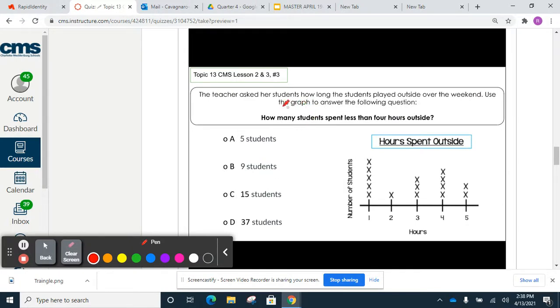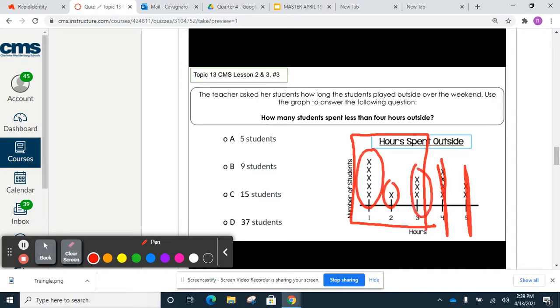Question 3. The teacher asked her students how long the students played outside over the weekend. Use the graph to answer the following questions. How many students spent less than 4 hours outside? Well, this is 4 hours, and we want to know less than 4 hours. 5 is greater than 4. So we are only looking at this information right here, less than 4 hours. How many students were outside for less than 4 hours? Well, here's your students. Count them up. How many X's are there?